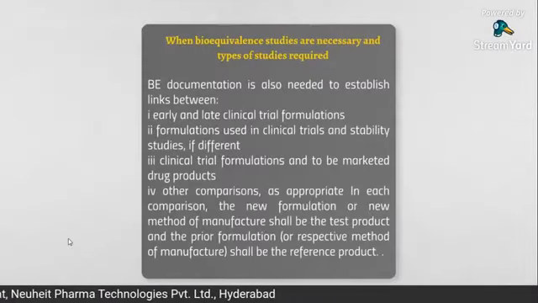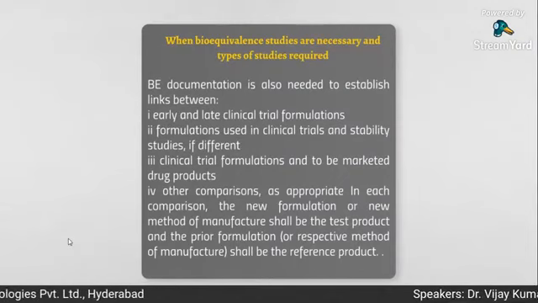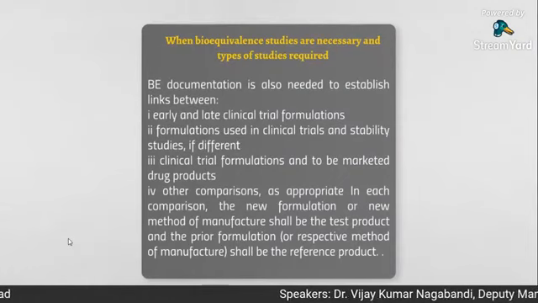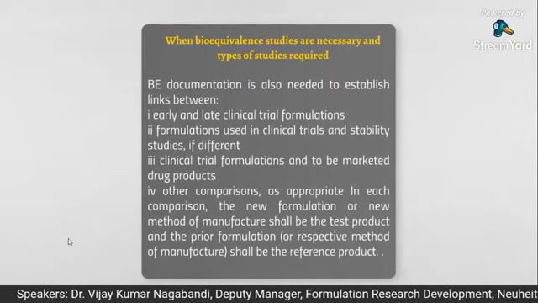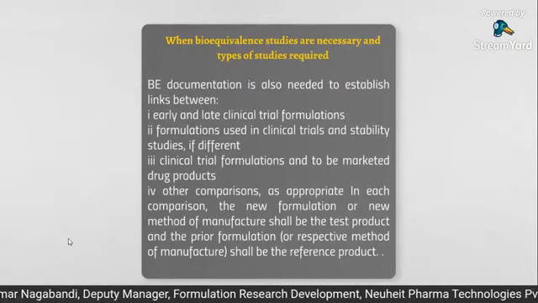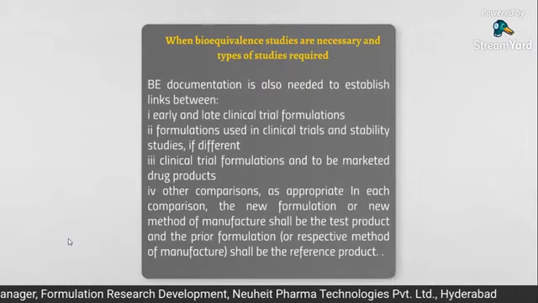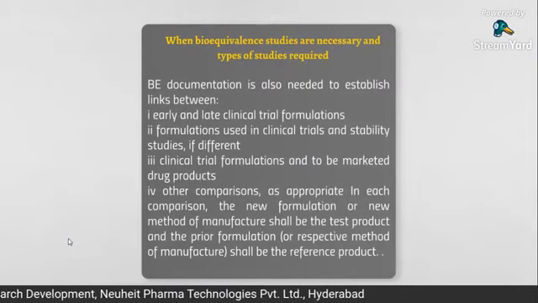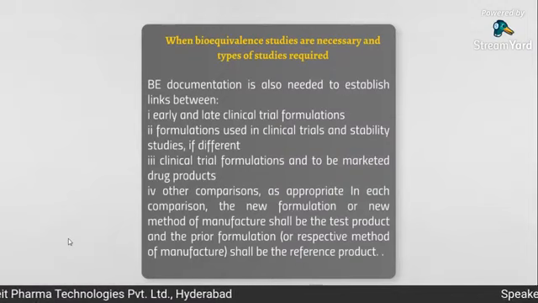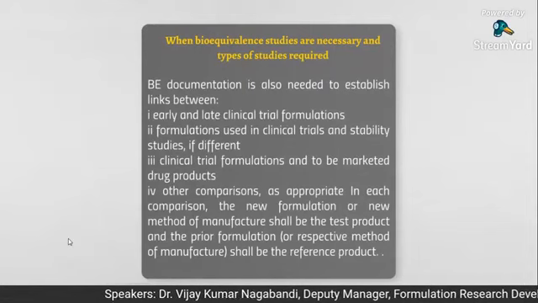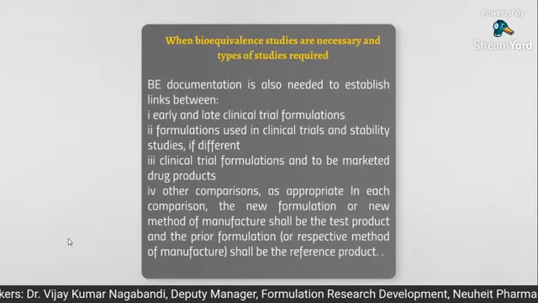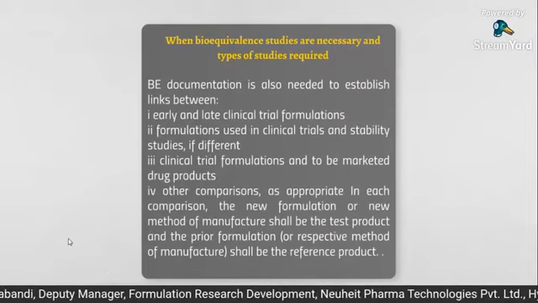And this is the slide when bioequivalence studies are necessary, but under other circumstances, like BE documentation is also needed to establish early and late clinical trial formulations. Like it is not a generic formulation, it is an innovator formulation, but you have done clinical trials long back and you are bringing the formulation into the market now. So recently fabricated batch versus previously conducted clinical trials batch need to be established. The correlation for that bioequivalence is required.